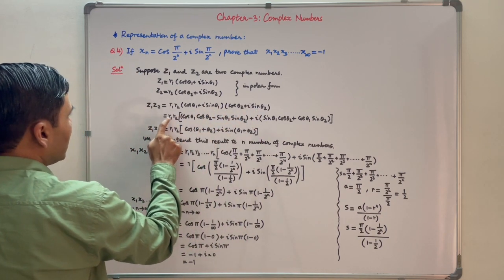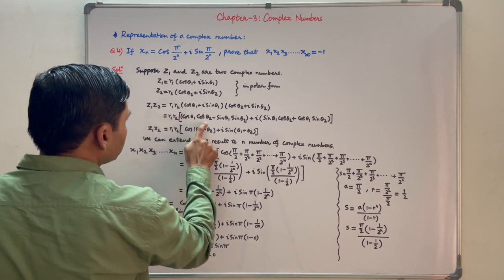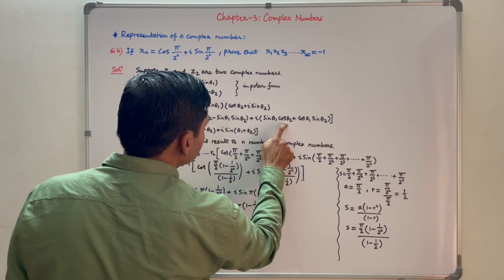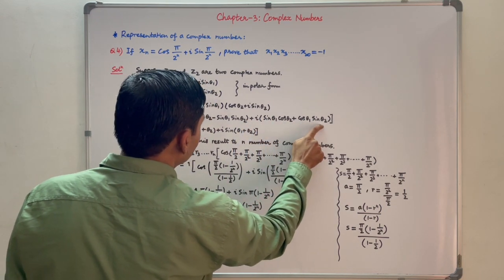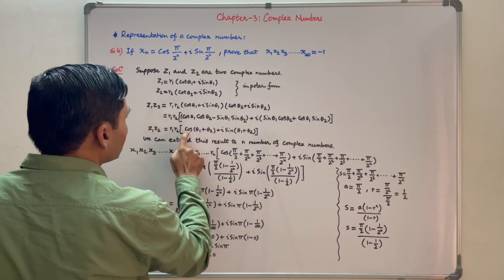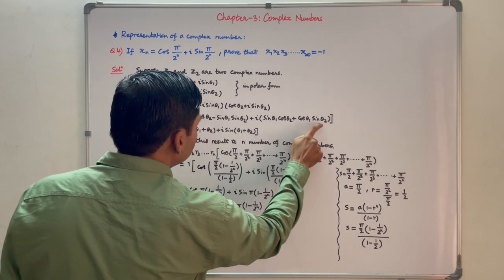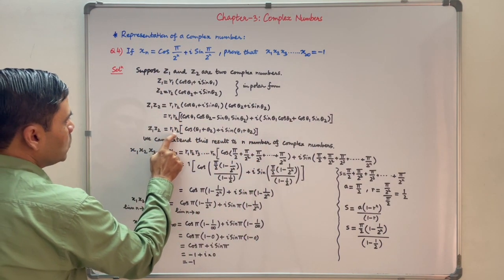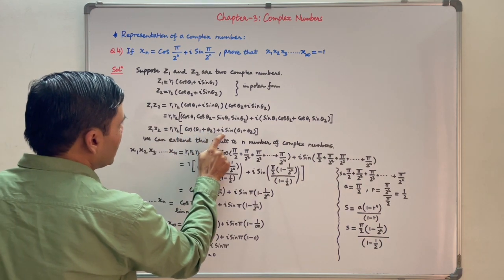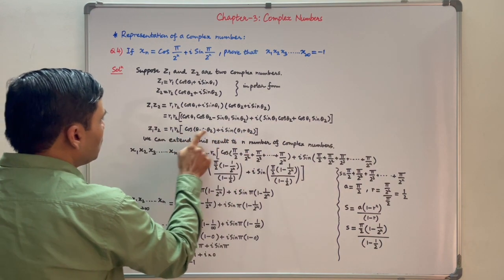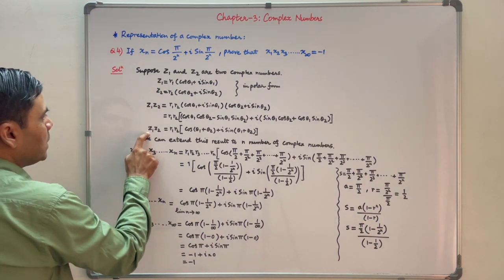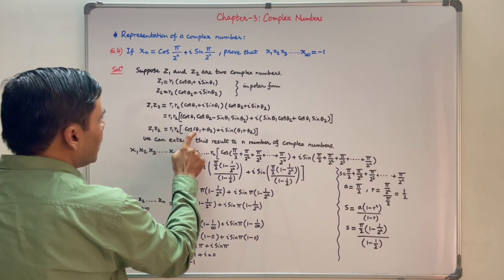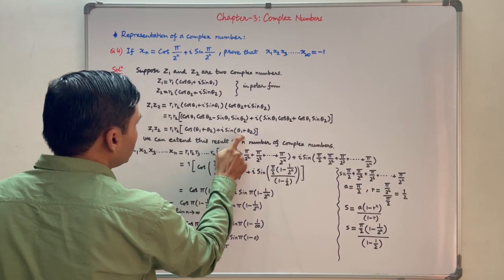It can be simplified as r1 r2 into (cos theta 1 cos theta 2 minus sin theta 1 sin theta 2 plus i into (sin theta 1 cos theta 2 plus cos theta 1 sin theta 2)). We know that this can be written as cos (theta 1 plus theta 2) and this can be written as sin (theta 1 plus theta 2). So z1 z2 is equal to r1 r2 into (cos (theta 1 plus theta 2) plus i sin (theta 1 plus theta 2)). Point to be noted here is when two complex numbers in polar form are multiplied, their magnitudes are multiplied and their arguments are added up in cos and sin functions.